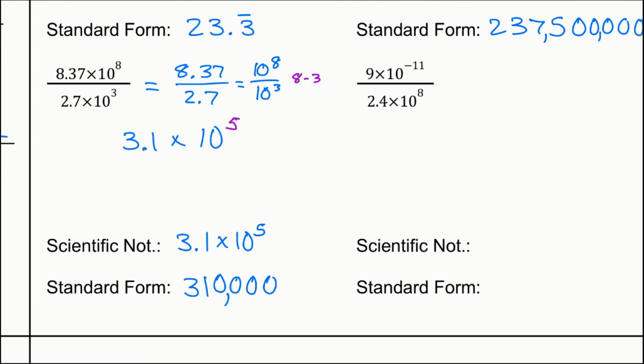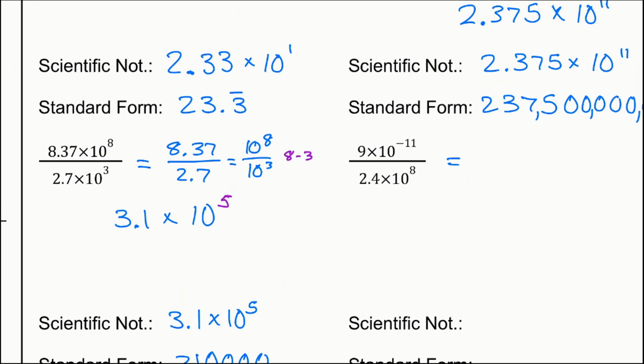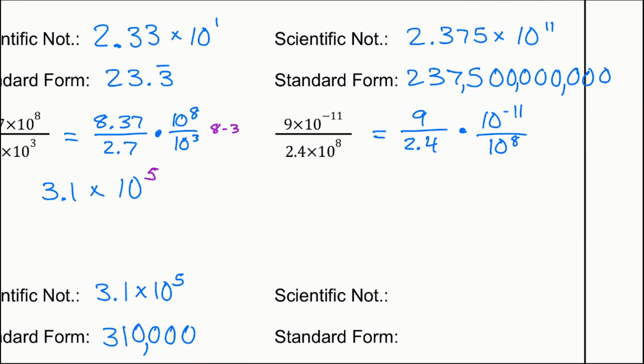Okay. And then the second one, same deal. So I'm going to separate these guys. So we've got 9 over 2.4. Oops, that should be times 10 to the negative 11th over 10 to the 8th. Oh, I made a mistake on this one. Front number looks good. That's going to be 3.75.